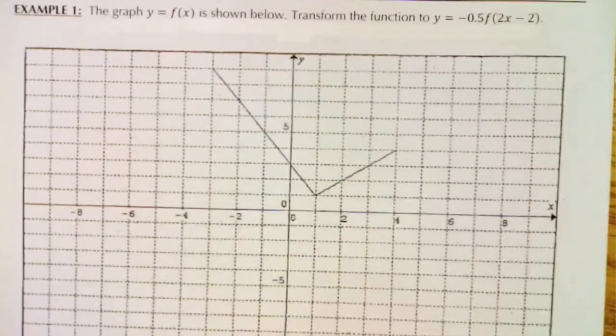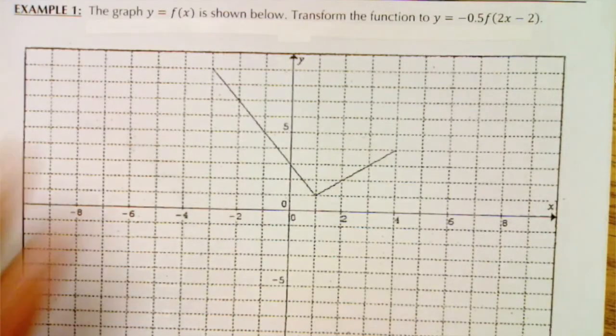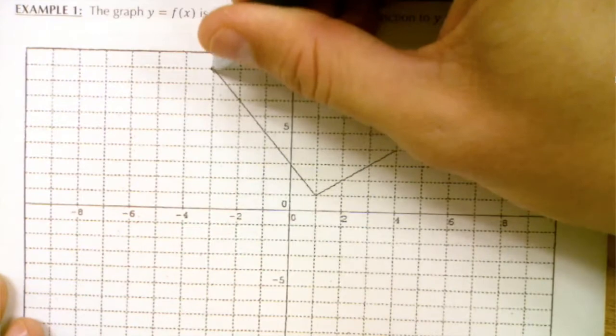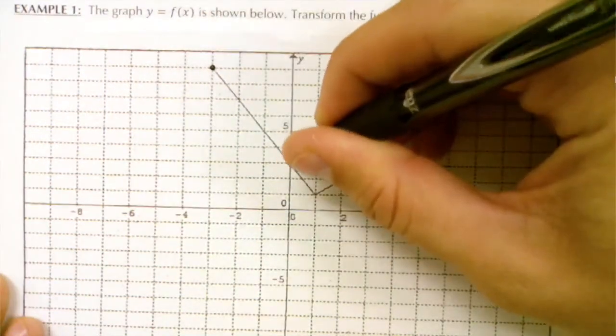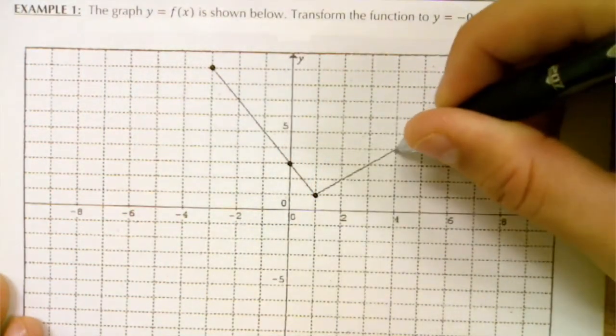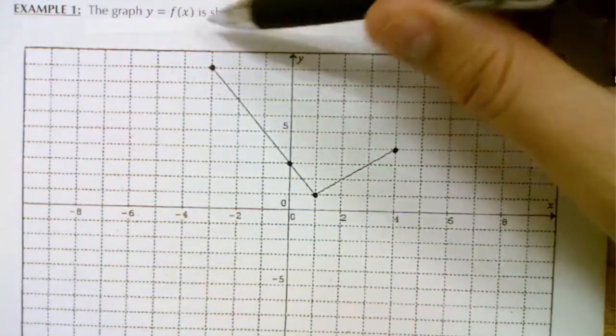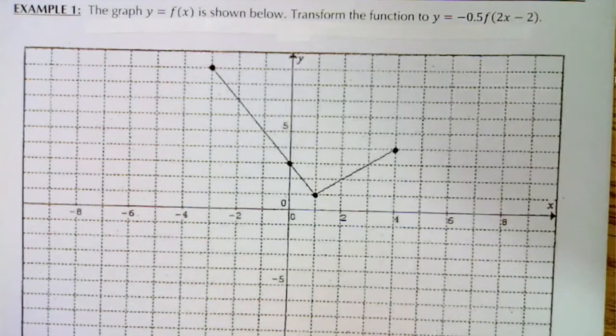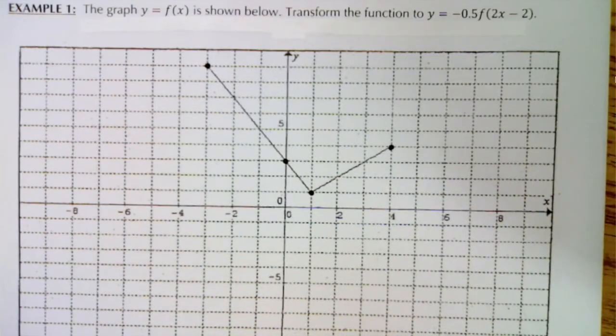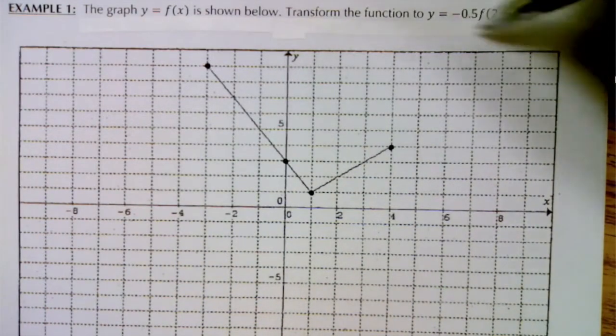So here's our function. It's made up of a couple points connected with the line. I'm going to highlight a couple of points that are features of this graph. These 4 points define this graph. And it's the function f of x. This is a function because it passes the vertical line test. And we're going to transform it using these transformations.